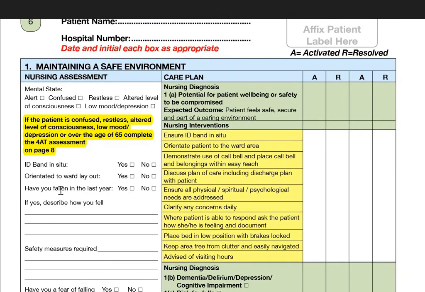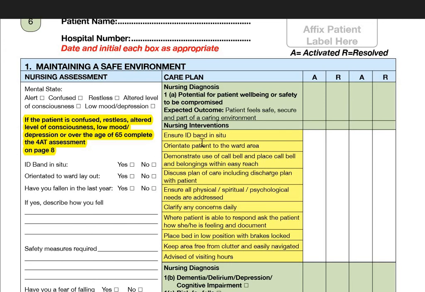So the other part of this care plan is Care Plan 1A, the potential for patient well-being or safety to be compromised. So the expected outcome is the patient feels safe, secure and part of a caring environment. You will notice that all these interventions are highlighted in yellow and the boxes here are all merged. That's because all these interventions are relevant for all patients in Portiuncula Hospital. So we would be activating all these interventions, and here one initial and one signature will suffice.